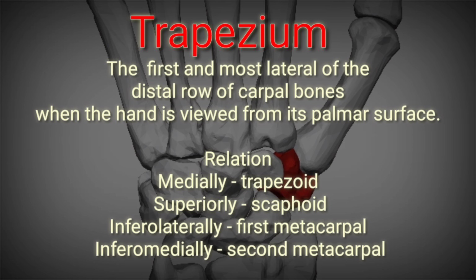Trapezium. The trapezium is the first and most lateral of the distal row of carpal bones when the hand is viewed from its palmar surface. Relation: medially trapezoid, superiorly scaphoid, inferolaterally first metacarpal, inferomedially second metacarpal.